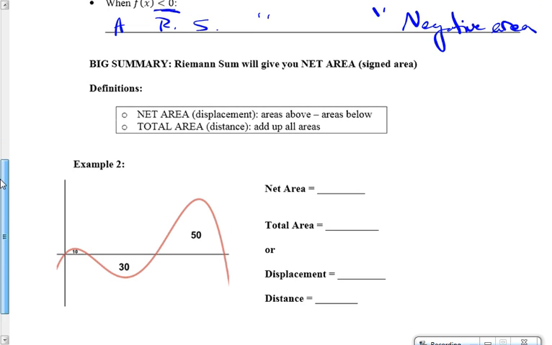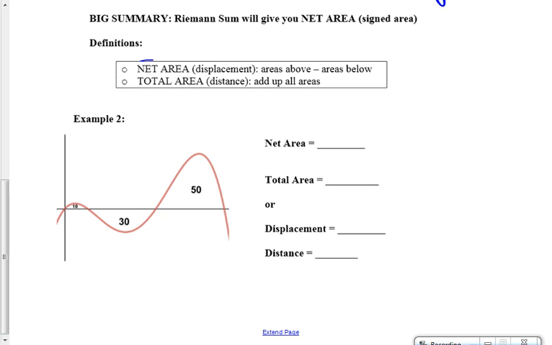So, big vocab term for the day, or big vocab phrase. Net area versus total area. What a Riemann sum will always give you is net area. Okay, because a Riemann sum is restricted by the fact that it's got to use a delta x and a function value. And function values can be positive or function values can be negative. Okay? And we're going to compare that a little bit to the idea of distance, add up all the areas.